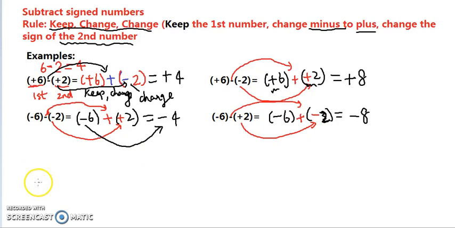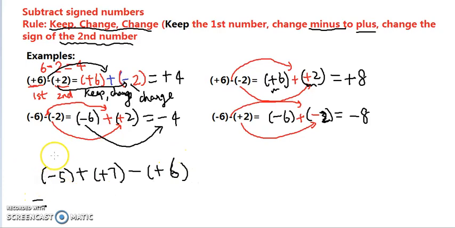Now next we're going to look at an example of adding or subtracting 3 numbers. So if we have negative 5 plus positive 7 minus positive 6. Okay, so the first operation is plus, and then we have a minus here. There are 2 operations we have to do. When we have addition and subtraction, we follow the order from left to right.